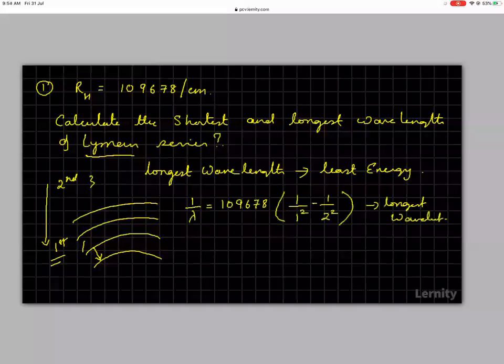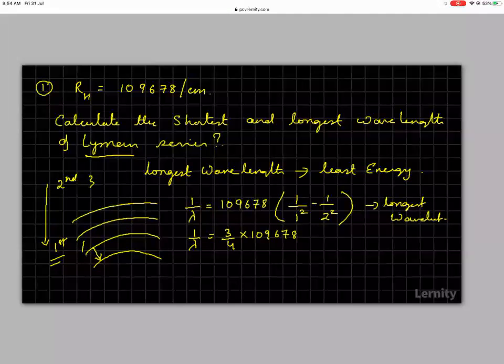When I work this out, 1 by lambda is equal to 3 by 4 into 109678. Now on some small rearrangement, I can get the value for lambda. If you work it out, lambda is equal to 911.7 into 10 power minus 8 centimeters, or 911.7 into 10 power minus 10 meters. So I can say it is 911.7 angstrom units.